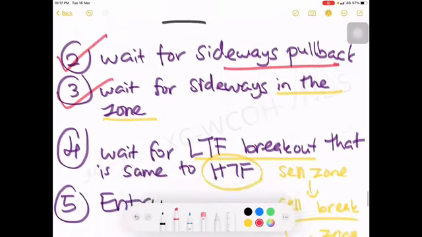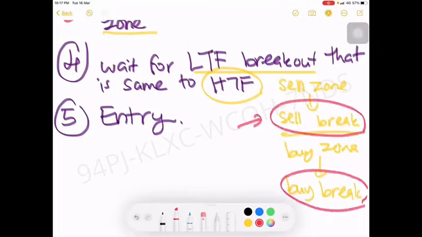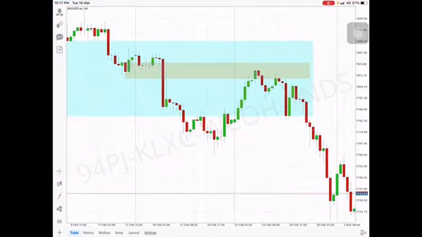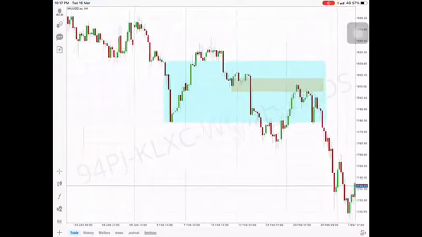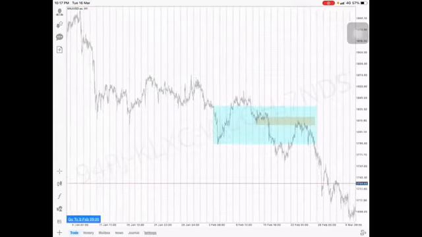Now, what are you looking for? Wait for it. Yeah, so we are looking for sell. Because right now we marked the sell zone, so we are looking for sell breakout, okay? And we will go to H1. Yes, so now we're gonna go to H1.